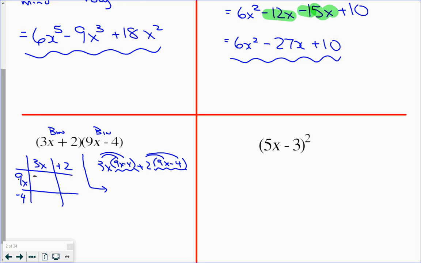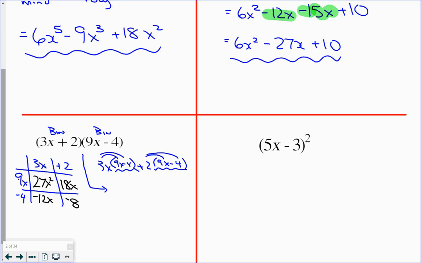So 3 times 9, x times x. Next square, negative 4 and 3. Write the x in. Next square, 9 and 2. Stick the x in. Last square, negative 4 and 2 is negative 8. Remember, you are multiplying. So negative 4 times 2 is negative 8.